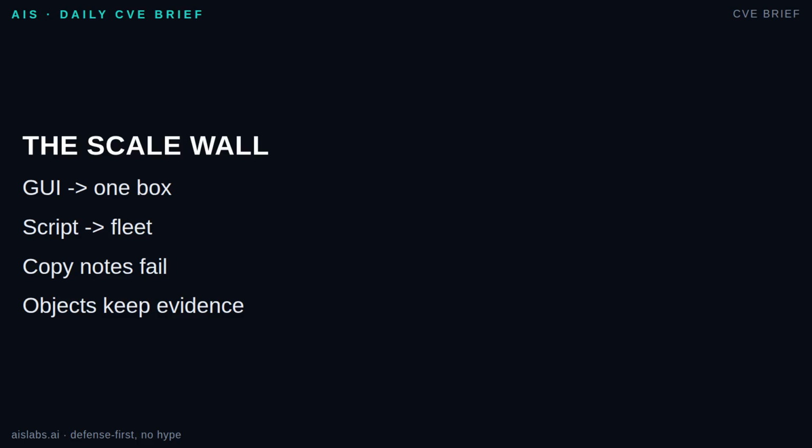Manual work also hides mistakes. You clicked 3 tabs deep, changed a filter, copied a value into a spreadsheet, and now nobody can reproduce it. At fleet scale, you need repeatable input, repeatable output, and evidence you can save. That is where PowerShell becomes less of a programming language and more of an admin control surface.